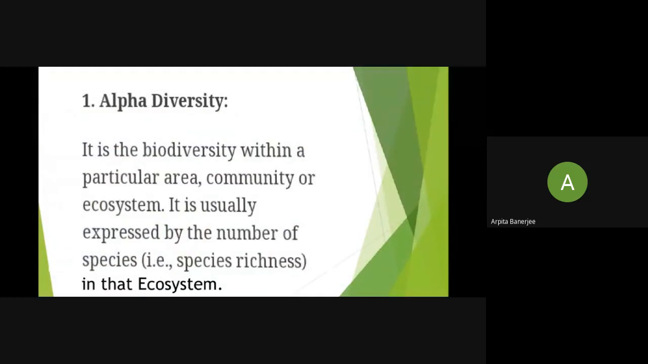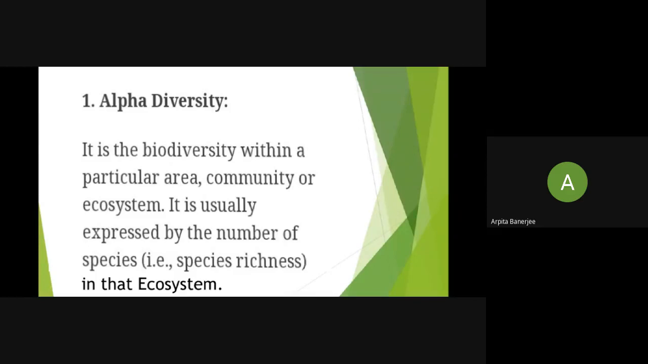What is called alpha diversity? It is the biodiversity within a particular area, community, or ecosystem. It is usually expressed by the number of species in that ecosystem.